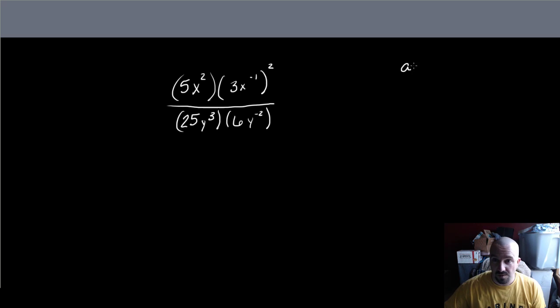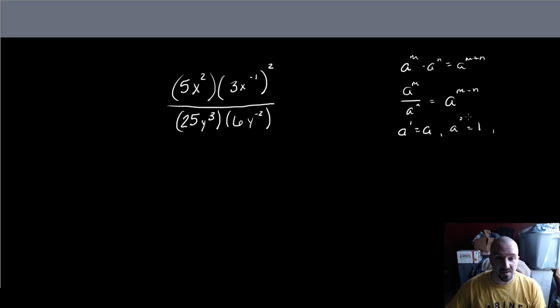You have the product rule, so a to the m times a to the n, you add the exponents. If you divide two things with the same base, you subtract them. A to the 1 is a, a to the 0 is 1, and that one's not going to play into this one. But anything raised to the negative 1 power is just 1 over itself.